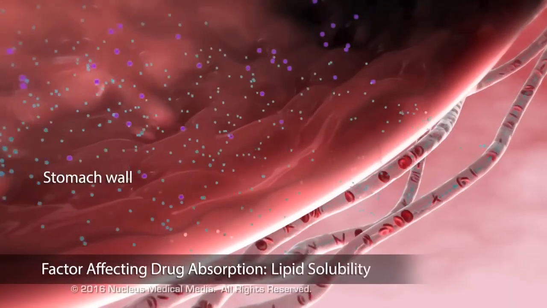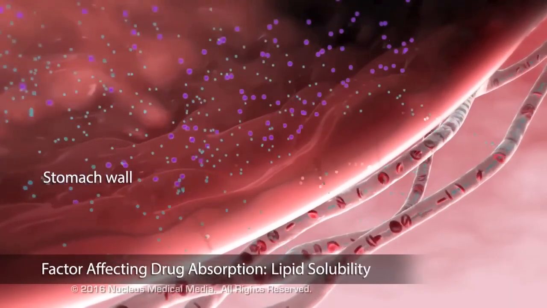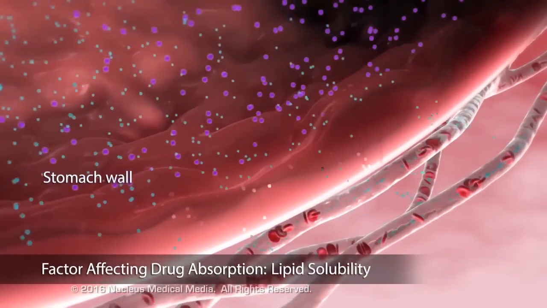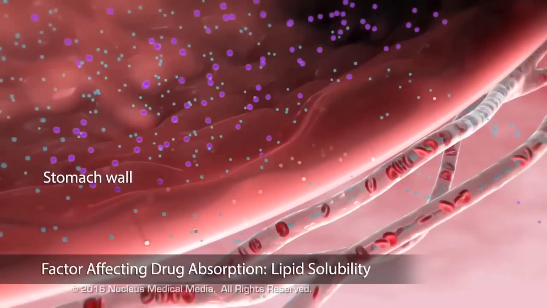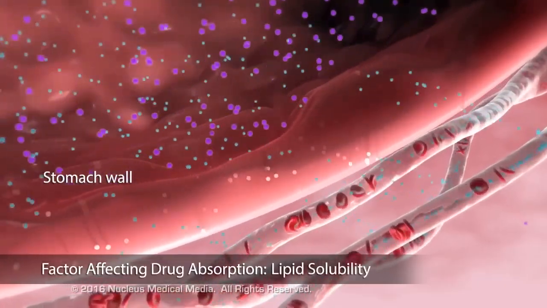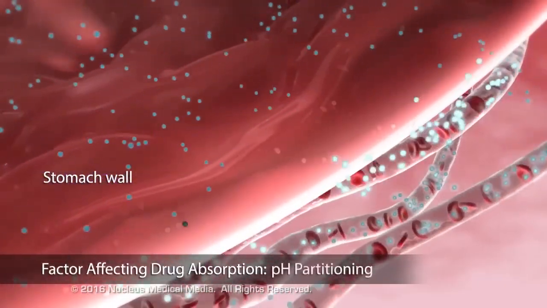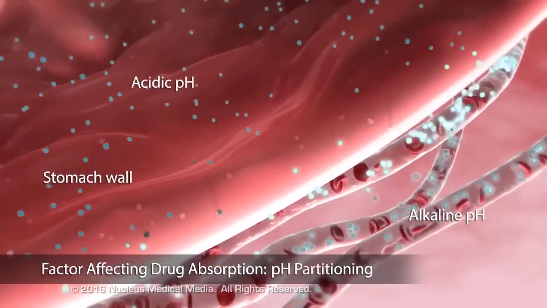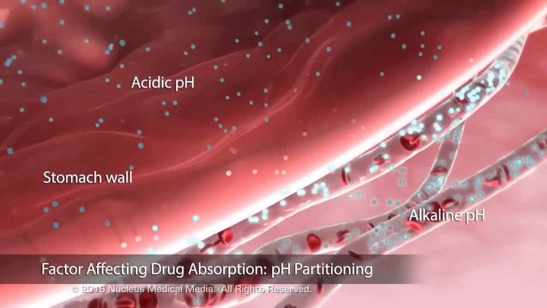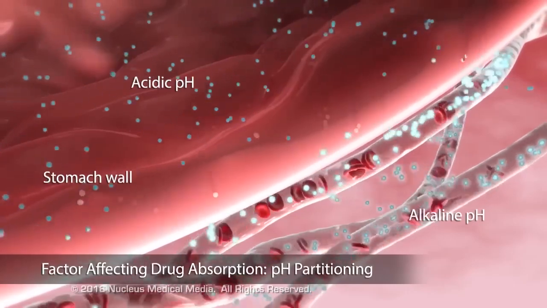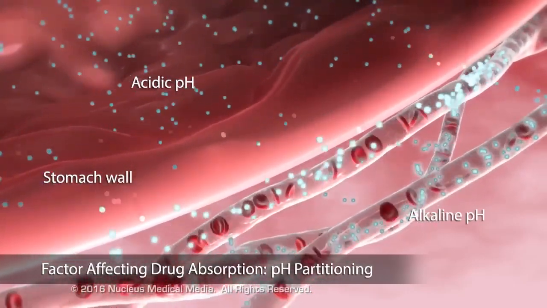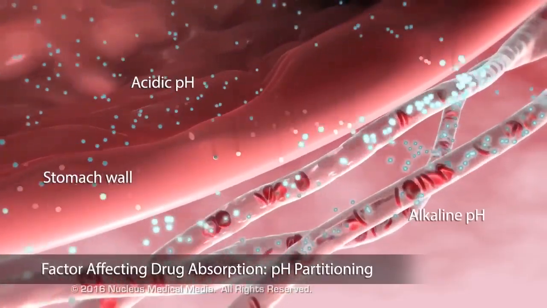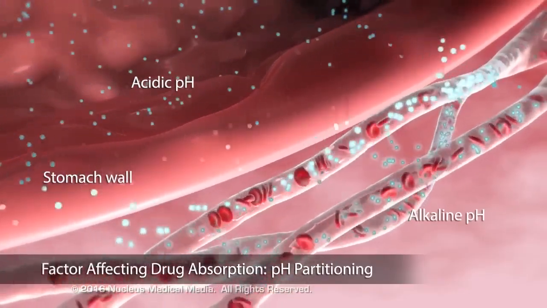Lipid solubility. Highly lipid soluble drugs pass through the phospholipids in the cell membrane more easily than drugs of low lipid solubility. And pH partitioning. Absorption is faster when the difference between the pH at the site of administration and the pH of the plasma attracts more drug molecules to ionize in the plasma.